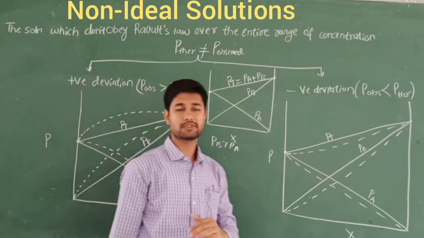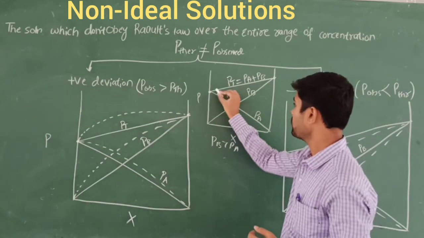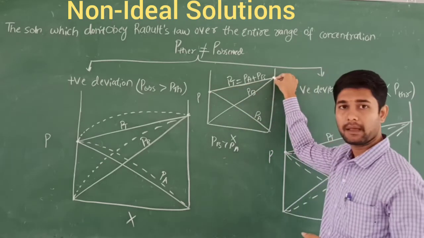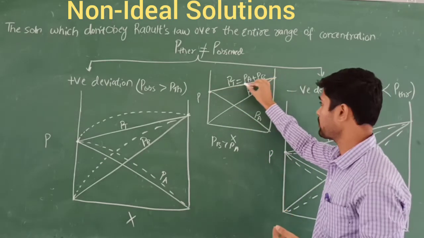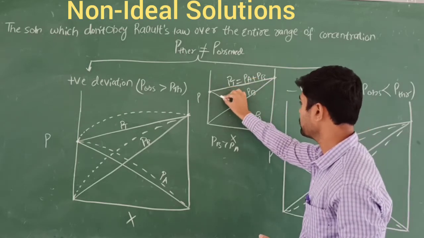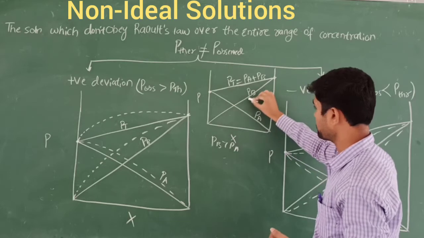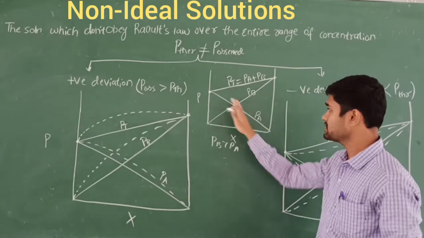What about the positive deviation? What happens there? This is the vapor pressure, right? So this indicates the total vapor pressure of the components, and here only the vapor pressure of component A, and this is the vapor pressure of component B. So this is Raoult's law.